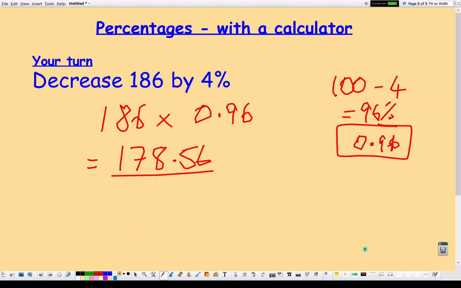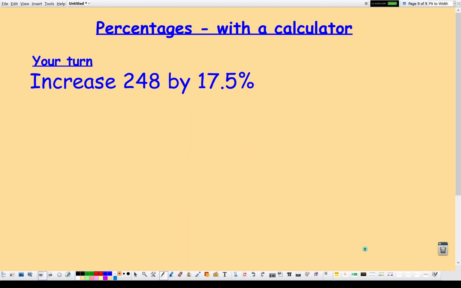And last one before I let you go is one with a decimal number as a percentage. So increase 248 by 17.5%. Give me this one, and that's your last question in the call. So be very careful with it, please. So find me the multiplier for an increase by 17.5%, then use that to multiply 248. Give me your answer in the chat when you've got them.